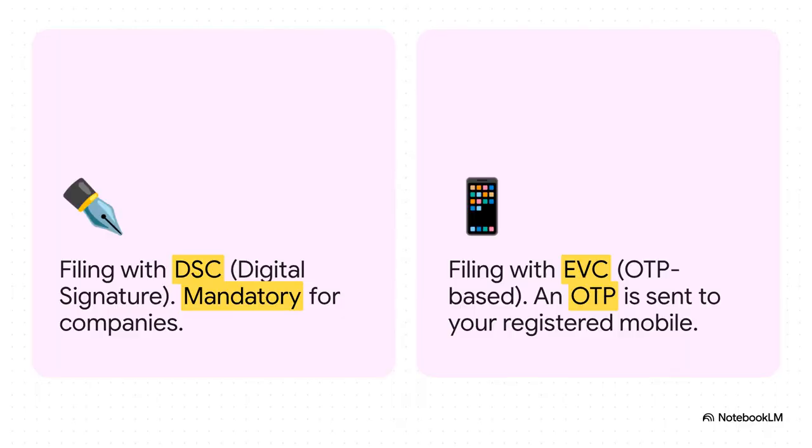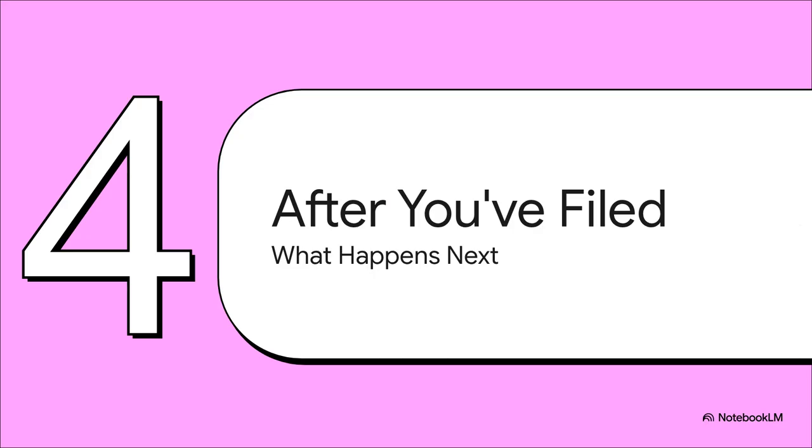If you're a company or an LLP, you'll have to use a digital signature, or a DSC. For pretty much everyone else, individuals, other kinds of businesses, it's way simpler. You just use an EVC, which is basically an OTP they send to your phone. Easy peasy. All right, you've done it. You triple-checked the numbers, you clicked Make Payment, and you authenticated the form.